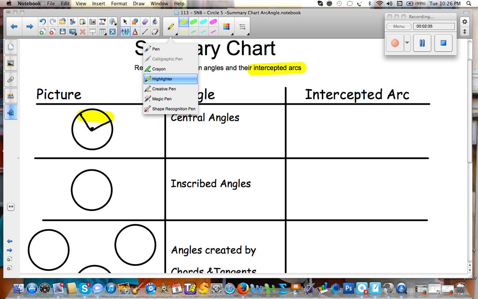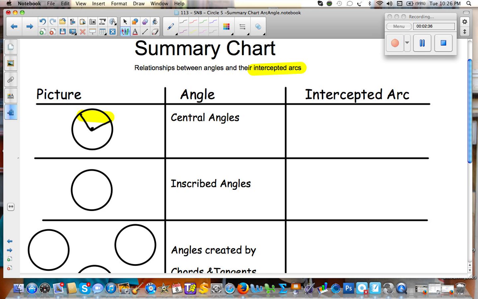Okay, and the relationship for the arc and a central angle is that the measure of the angle is equal to the measure of the arc. So if the arc is 60 degrees, then the central angle is 60 degrees, or whatever it might be.